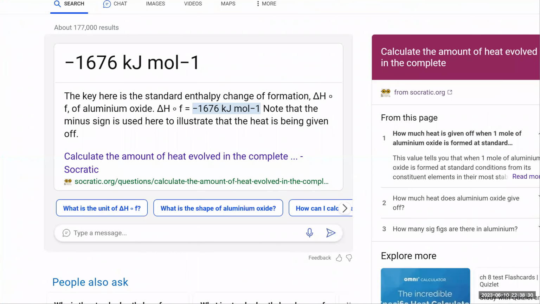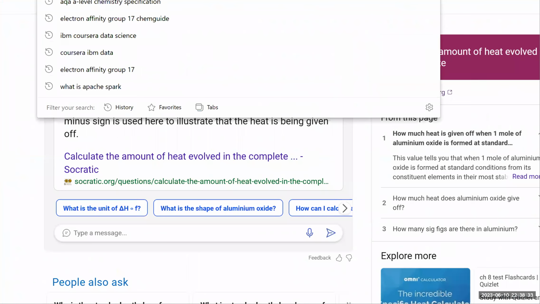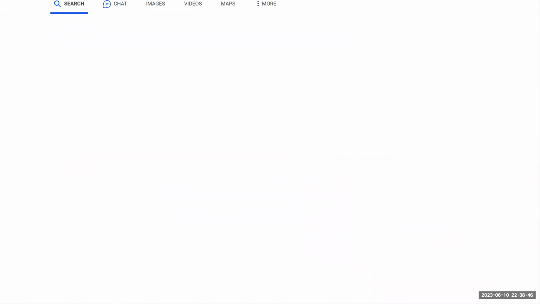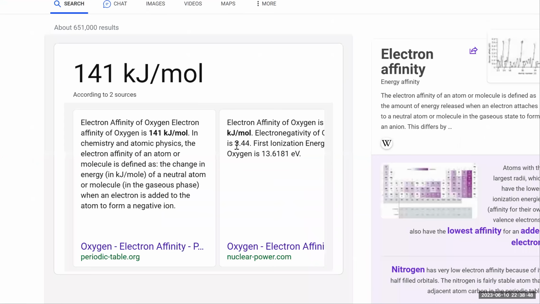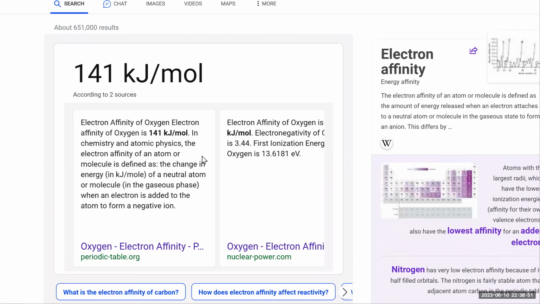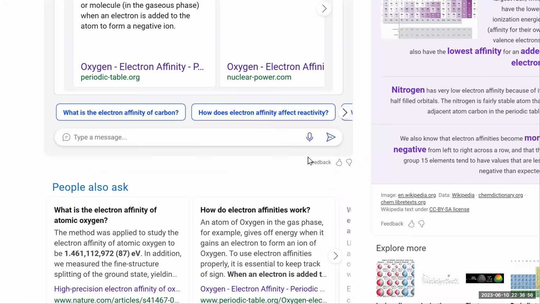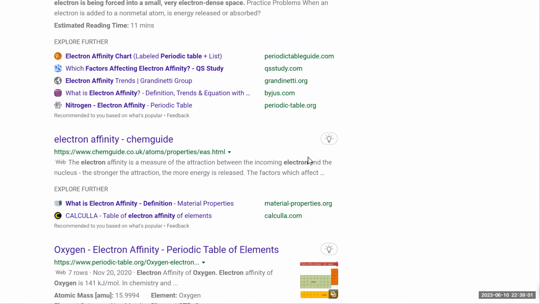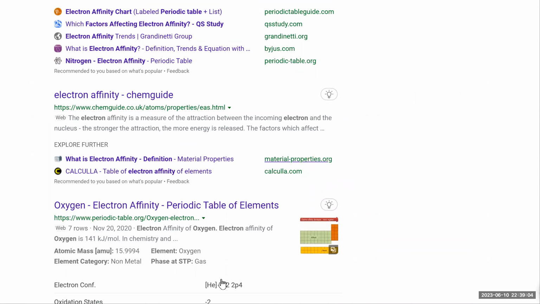So if I look at electron affinity, this data would be given to you. The electron affinity of oxygen is 141, given in electron volts. We'll later on do a question where the actual values would be given.